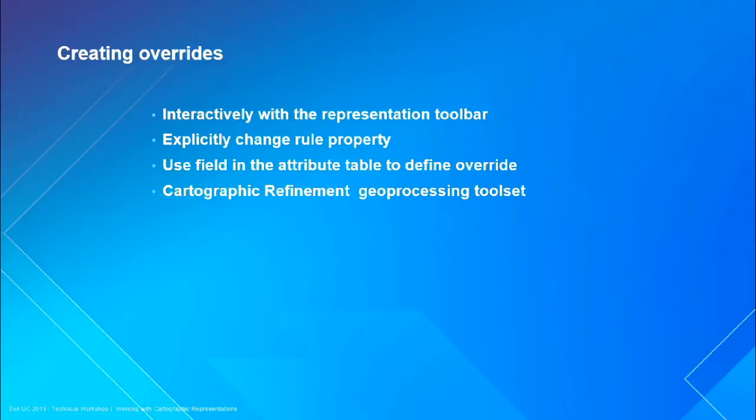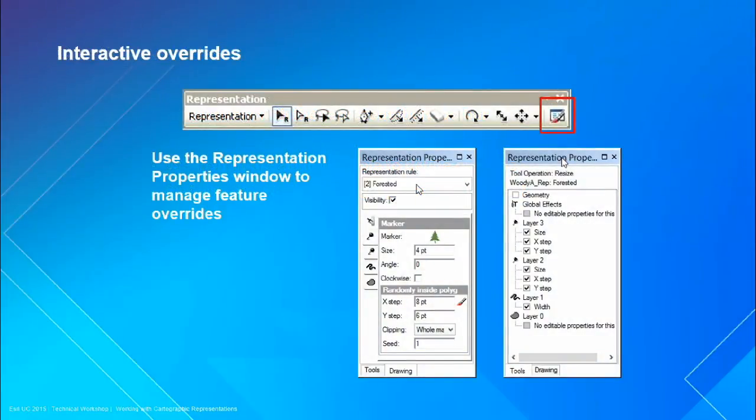And the final way is with geoprocessing. We have some tools in the Cartographic refinement tool set. This is in the cartography toolbox that interact with features that are being drawn with representations and create overrides for special depictions. We're also going to see that in the final demo that Chait has for us.